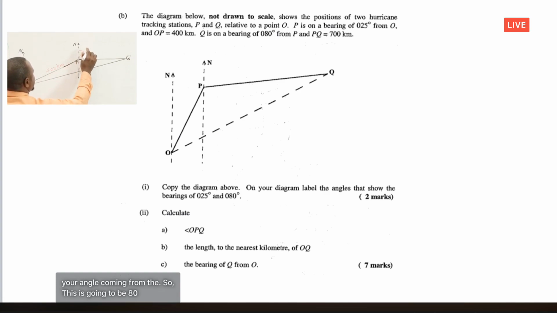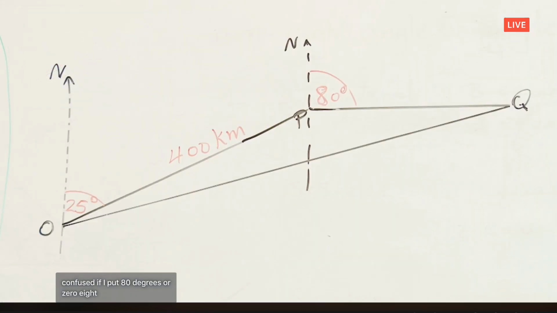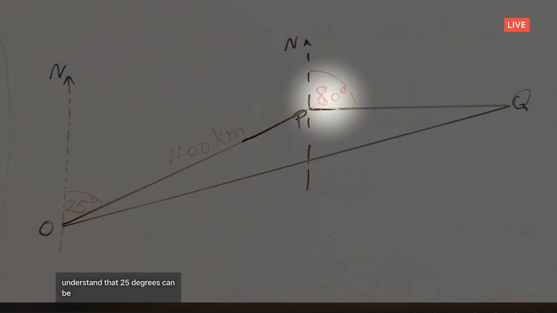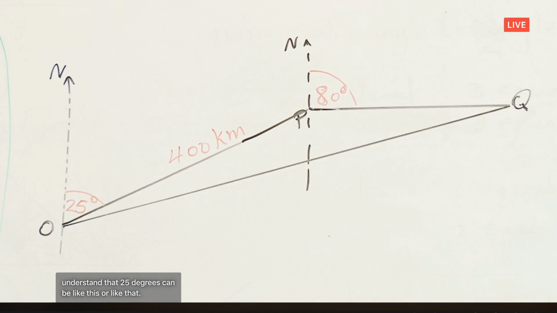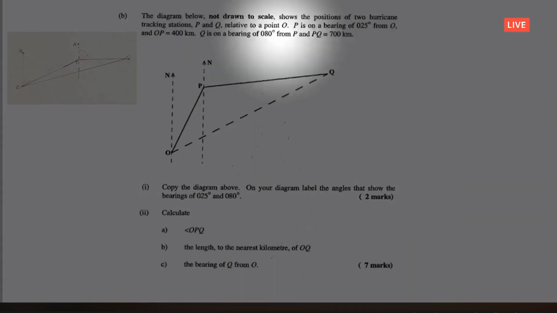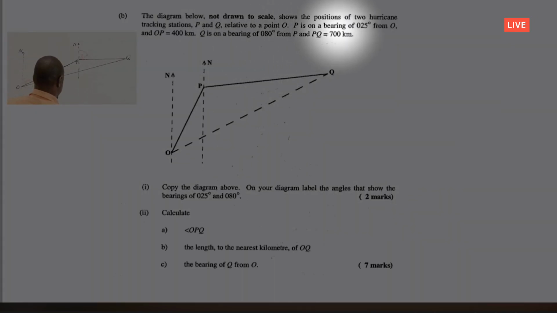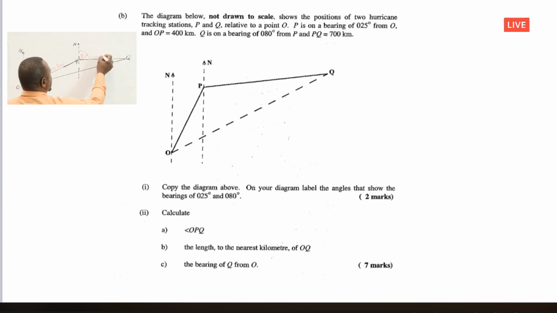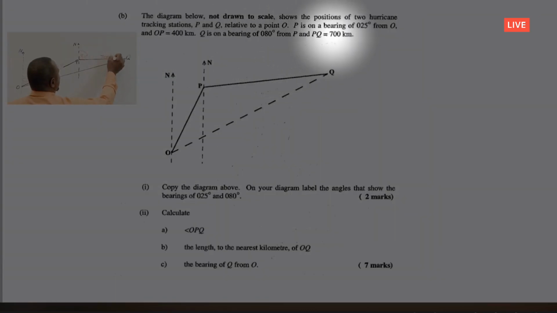And no one is going to get confused if I put 80 degrees or 080, because we understand that 25 degrees can be written like this or like that. Our last part of the information, they're telling us that the distance from P to Q is 700 kilometers. So P to Q, 700 kilometers. Let's just put that in there.